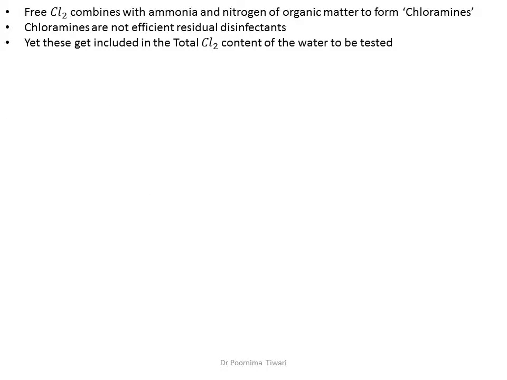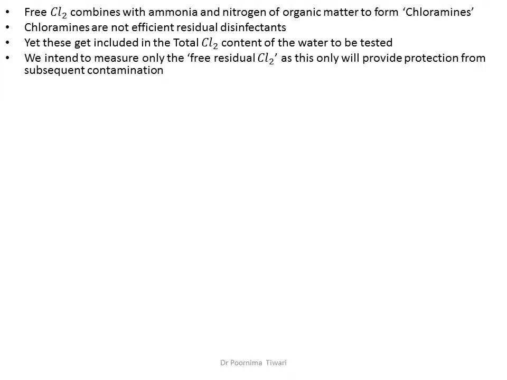As discussed previously, we need to measure the amount of chlorine in water to see if there is sufficient free residual chlorine or not. But free chlorine combines with ammonia and nitrogen of the organic matter present in the water to form chloramines. These chloramines are not as efficient a residual disinfectant, yet they get included in the total residual chlorine content of the water when it is measured. And we intend to measure only the free residual chlorine because it is this only which will provide protection from subsequent contamination. So what can we do?